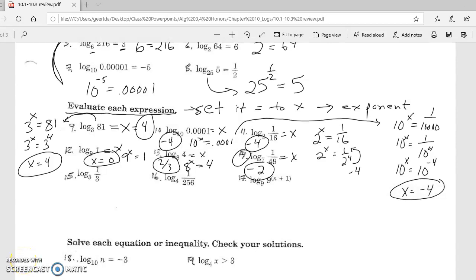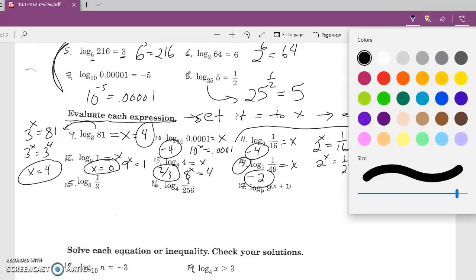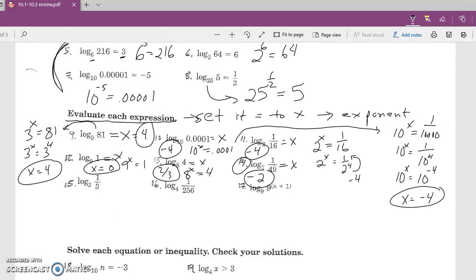I believe the last time I was with you, we were finishing up 14. I accidentally erased part of this problem, but let me go ahead and just start right there. And I want to slide this over. Oops, sorry.